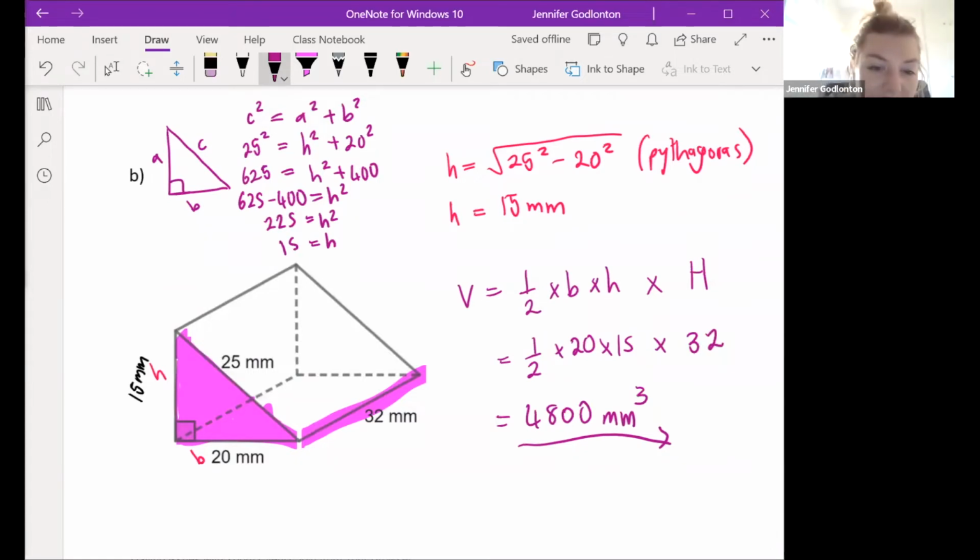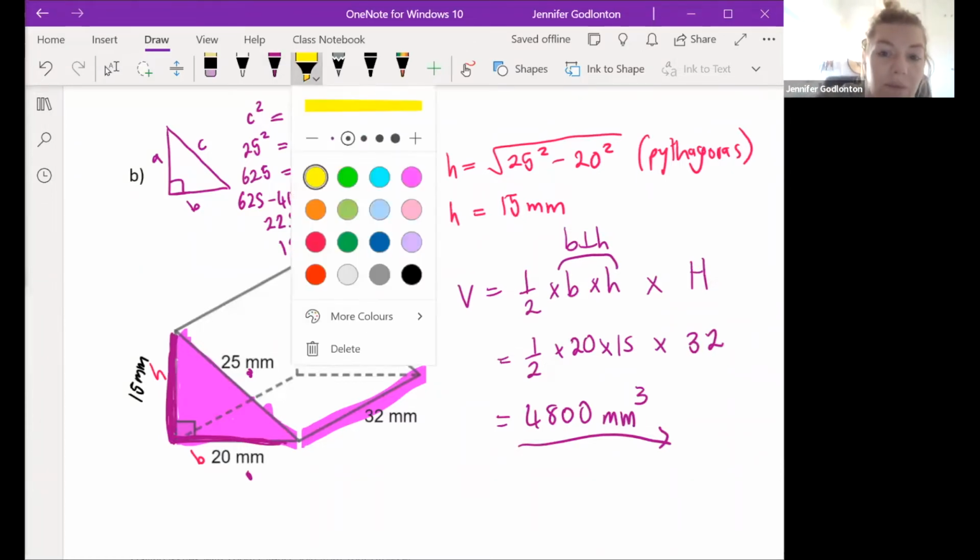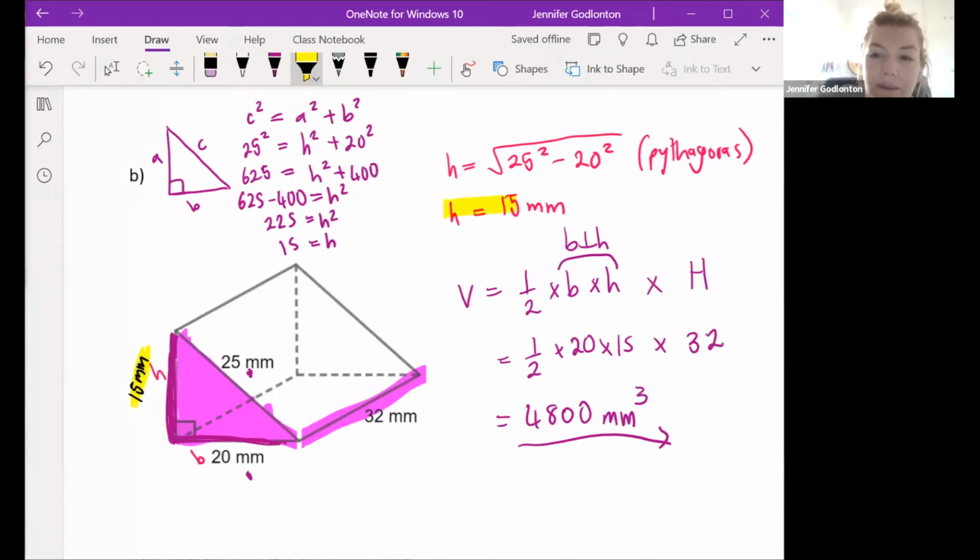Now, the reason we have to figure out this 15 over here is because it's perpendicular to our base. So yes, they gave us two values in our triangle, but whenever we're working out an area of a triangle, that base has to be perpendicular to our height, which means we had to find our h. So the 15 is coming from our height that we found over here. So once we have found the height, then we can put it into our volume formula.